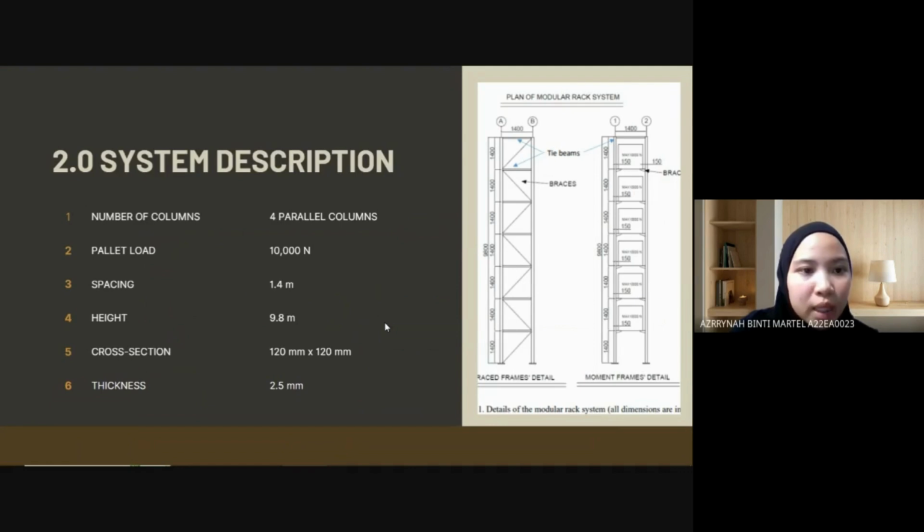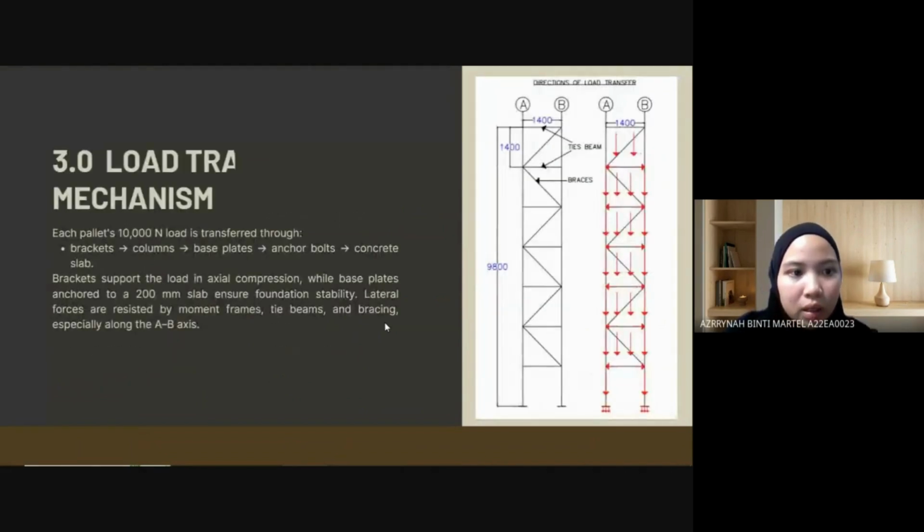Next, we have the system description. We have four parallel columns. The pellet load carries 10,000 Newton, and the spacing is 1.4 meter. The height of the modular rack is 9.8 meter. The cross section is 120 multiplied by 120 millimeter, and the thickness is 2.5 millimeter.